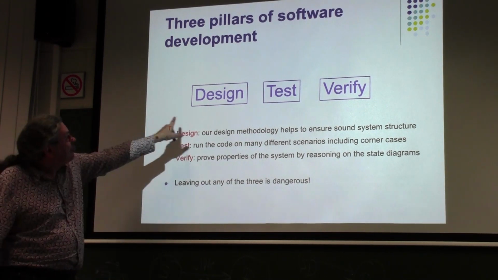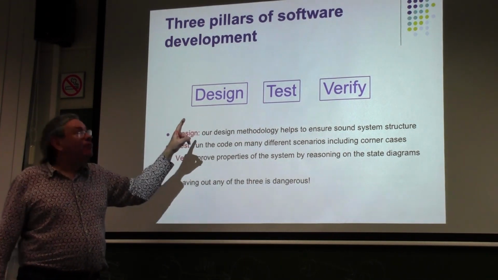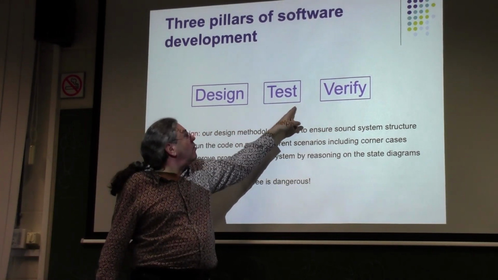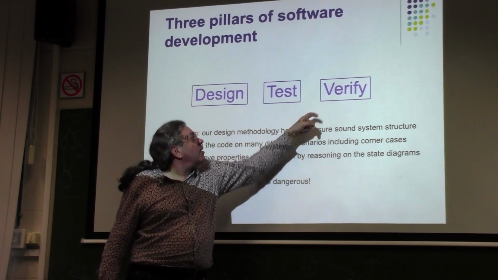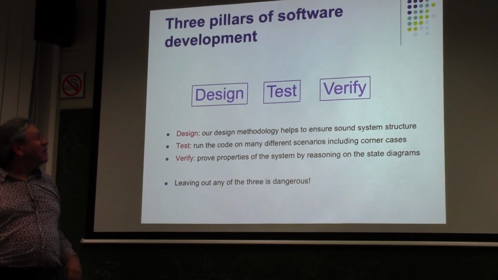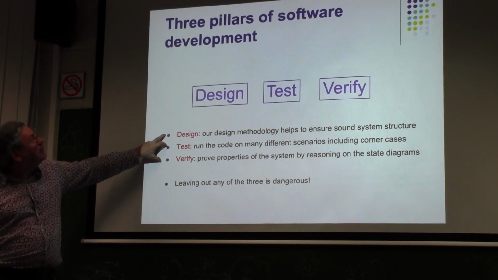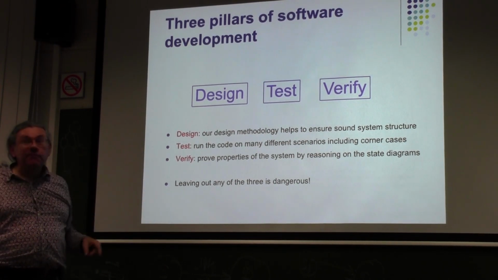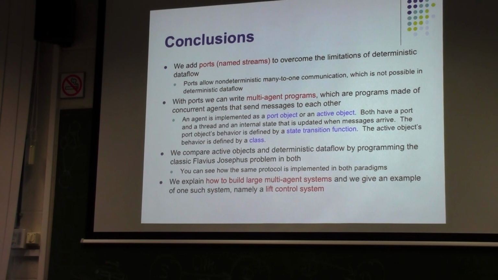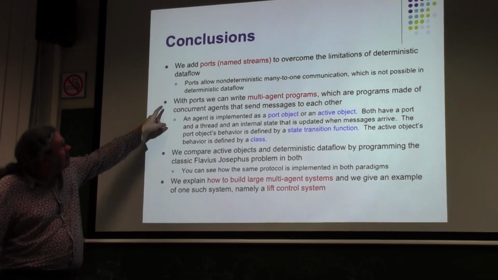And there is software support for all of this. We've already seen maybe software support for testing, unit testing, and so on. Also model checkers for verification, and also tools for helping you design. There's lots of support for this. But you have to do all three. If you leave out any of the three, you are living dangerously. Okay, so that's all I want to say on multi-agent today.